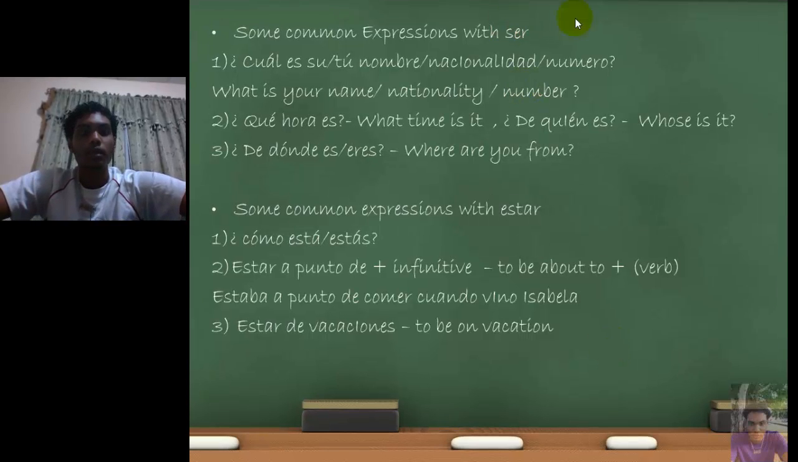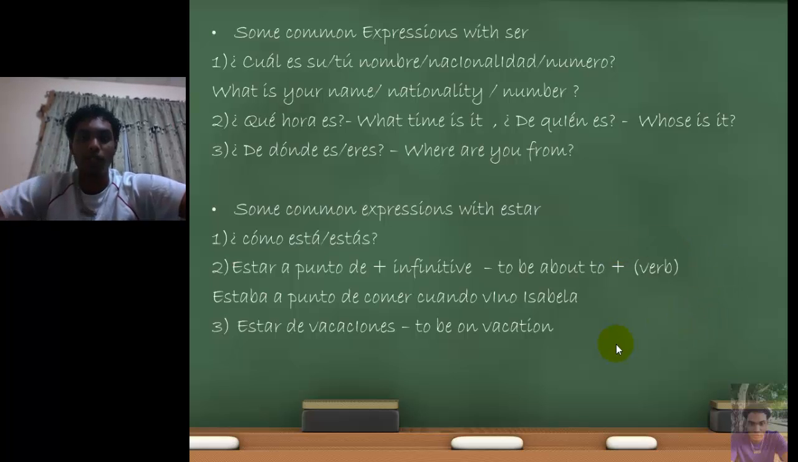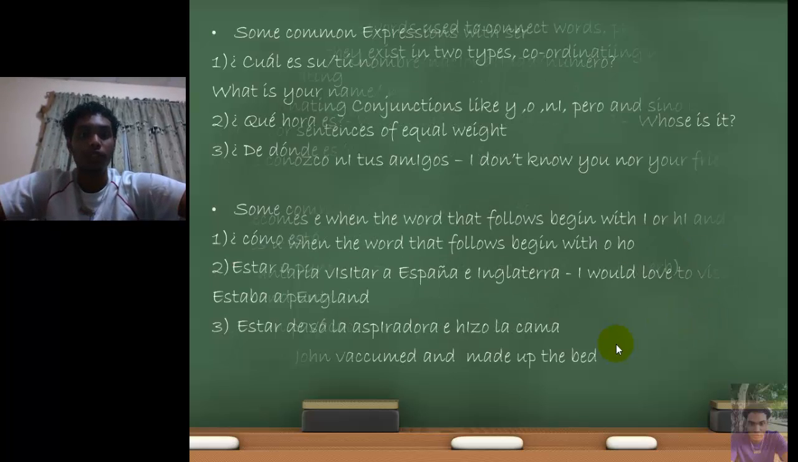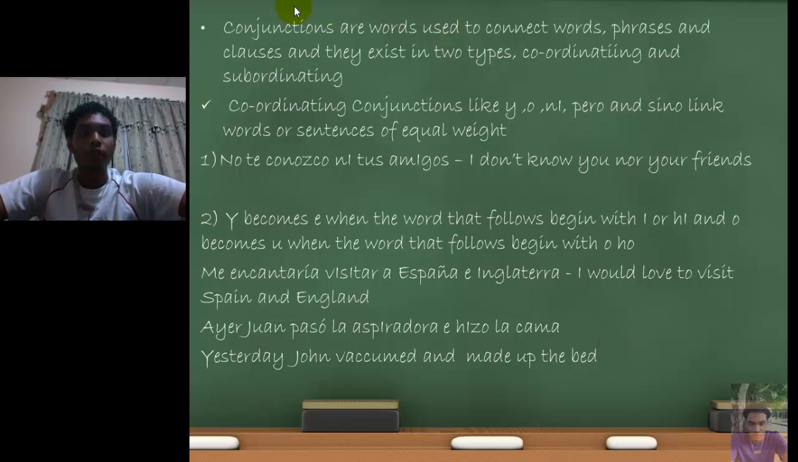Okay. Some common expressions with ser, I've noted them here, and some common expressions with estar. You can pause the video and write them down and learn them, right? Conjunctions. These are used to connect words, phrases, and clauses, and exist in two types, coordinating and subordinating. So I've split them up.